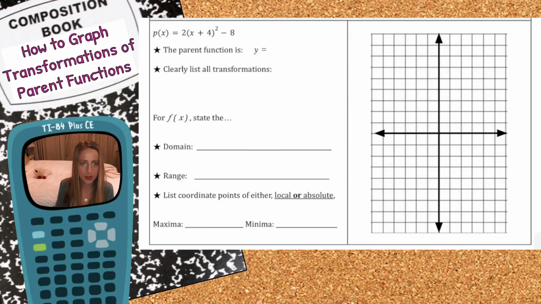Hey guys, in this video we are doing another example for graphing transformations of parent functions, and this example says p of x equals 2 times the quantity of x plus 4 squared minus 8.